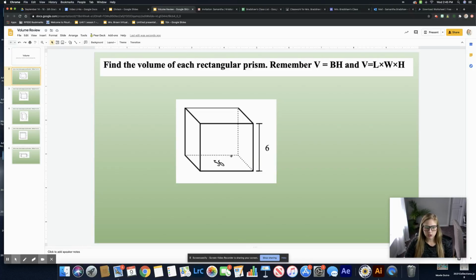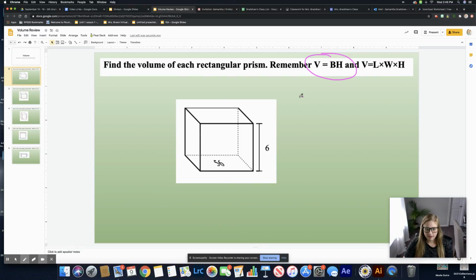In this first one, you'll notice they gave you the base of the prism and the height. So which equation do you think that you're going to use? We are going to use base times height. Go ahead and pause your video now to solve this problem. All right, let's go ahead and solve it together.